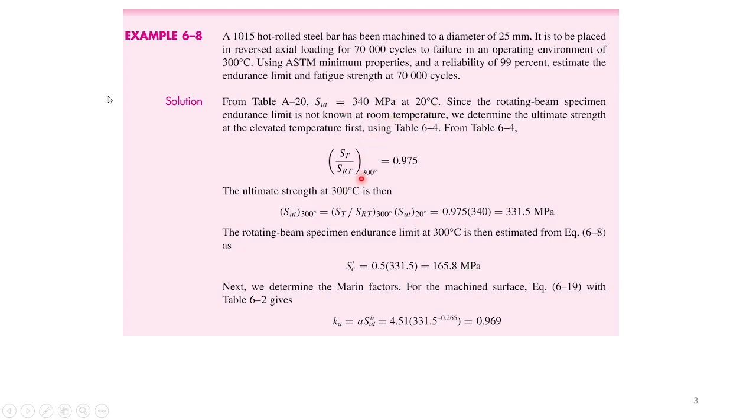and from this table you will get this ratio, which is the ratio of the ultimate tensile strength at the service operating temperature, which is 300, divided by the ultimate tensile strength at room temperature. So you go to 300 degrees and see what the ratio is. You will find it 0.975. And from here you can calculate the ultimate tensile strength of this material at 300 degrees. You multiply the 0.975 by the ultimate tensile strength at room temperature, which is this, and you get the ultimate tensile strength at the temperature of 300 degrees Celsius.